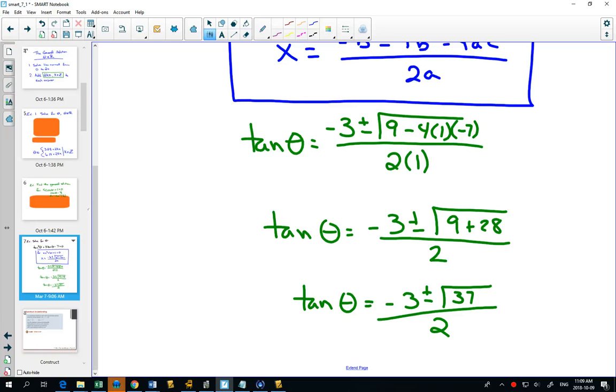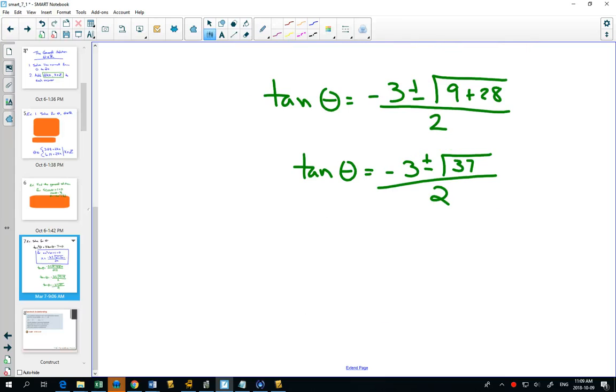So then, if this was non-calculator, would we just have to estimate the root? Or would this never be non-calculator? This would always be a calculator question, because the only time solving for an angle is non-calculator is if it's on the unit circle.